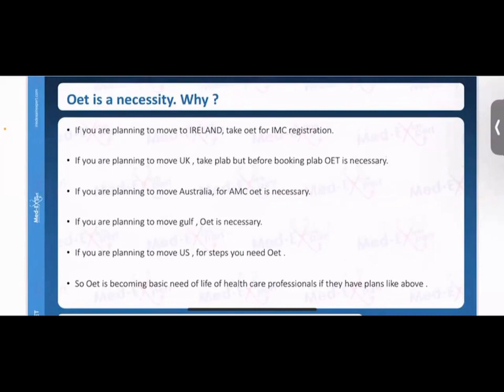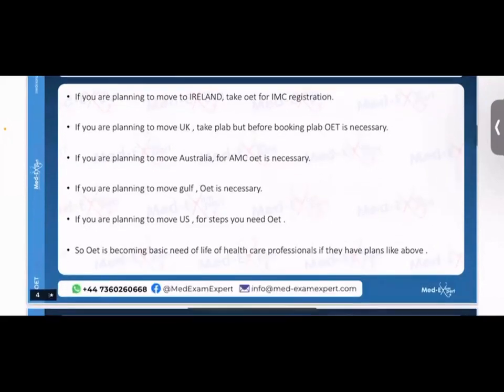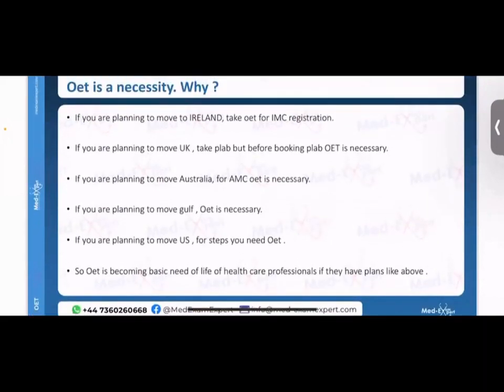So now comes to the point, OET is a necessity. Why? If you are planning to move to Ireland, take OET for IMC registration. If you are planning to move to UK, take PLAB, but before booking PLAB, OET is necessary. So this is a very unfortunate thing, but still we have to accept it because we live here. And anybody who wants to get registered with GMC and wants to move UK and work there, he or she must be having valid OET or IELTS in his hand, and then that OET or IELTS is necessary for booking of PLAB exam.